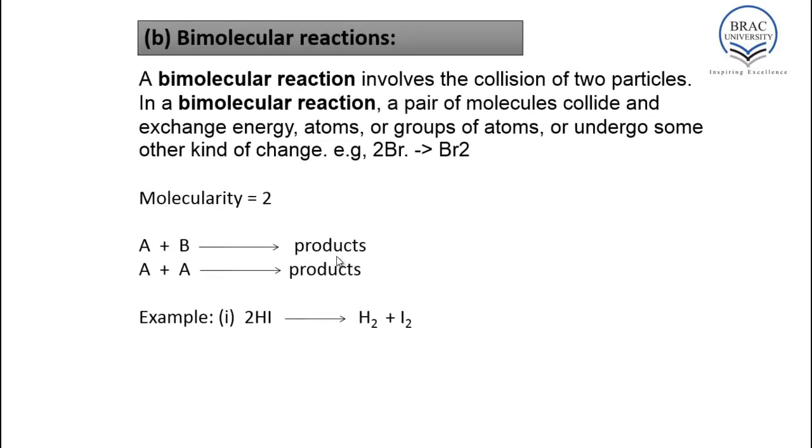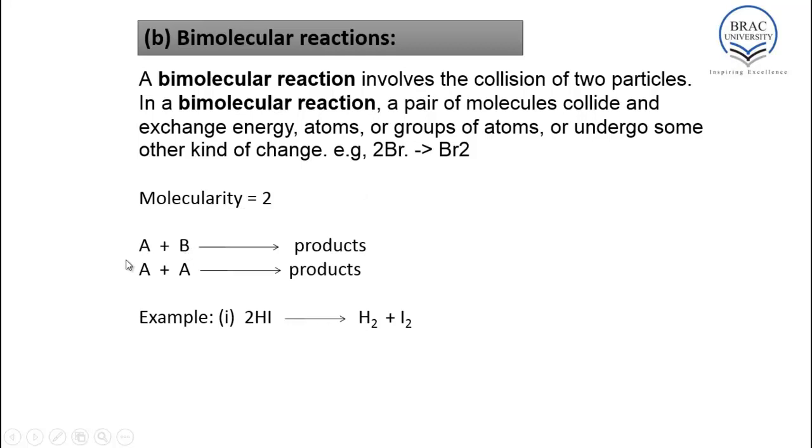What is a bimolecular reaction? A bimolecular reaction involves the collision of two particles. In a bimolecular reaction, a pair of molecules collide, exchange energy, atoms or groups of atoms, and undergo some kind of change. In simpler terms, a bimolecular reaction is any chemical reaction where two reactants are involved. Here is one example: 2Br is converted into Br2. Here two reactants are involved. That's why this is an example of a bimolecular reaction.